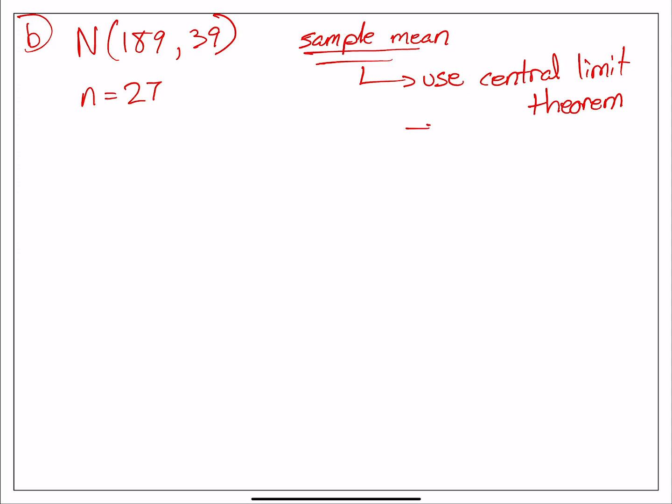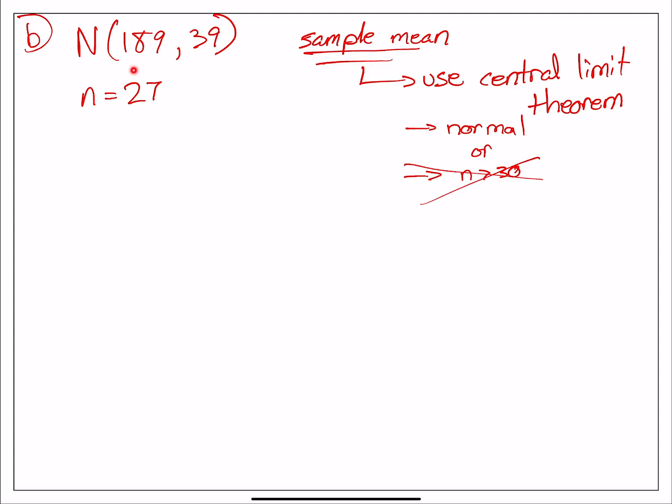Either it needed to be normal or n greater than 30. So n is not greater than 30, so we're going to cross that out. That didn't work. Is it normal? Well, yes. We already said that our original population of adult males is normally distributed. So then, yes, we can do this, right?